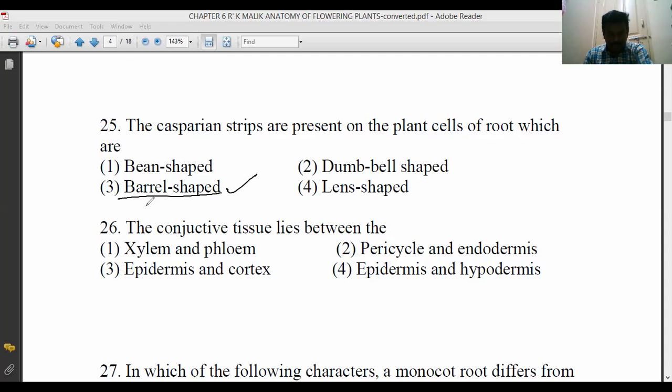Okay, so which option is barrel shaped? The third option is barrel shaped. Bean shaped guard cells are of the dicot stomatal apparatus. Dumbbell shaped are monocot. Lens shaped are called lenticels. Lenticels are responsible for respiration in woody plants. So according to the question, among these 4 options, the third option is the correct option.